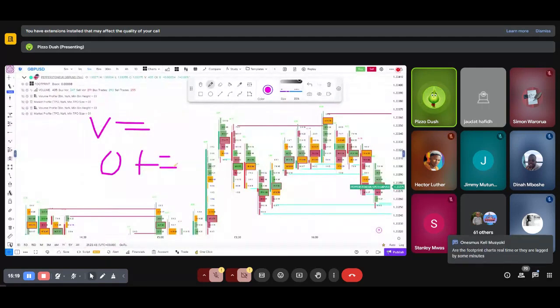Yeah, actually kila kitu kwa footprint charts, kuna mtu naona anauliza kama tunafaa kutumia kwa 5 minutes time frame. Anything kwa footprint charts, make sure unatumia 5 minutes time frame. Yeah. If it's confirmation, make sure una confirm na 5 minutes time frame.